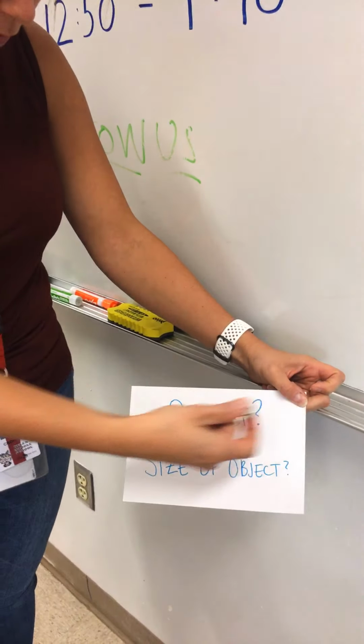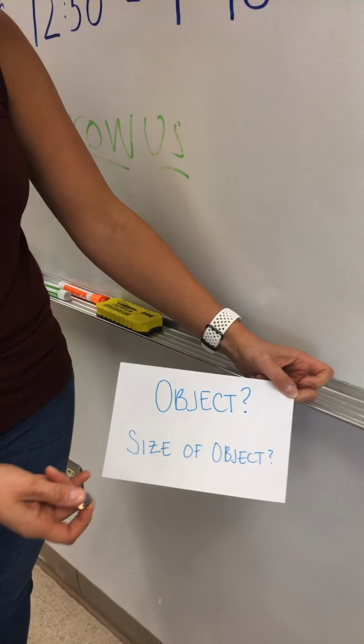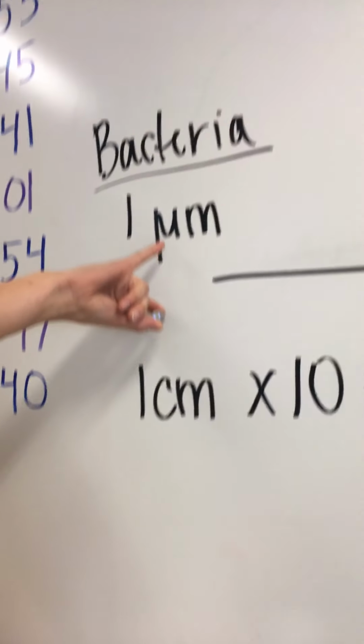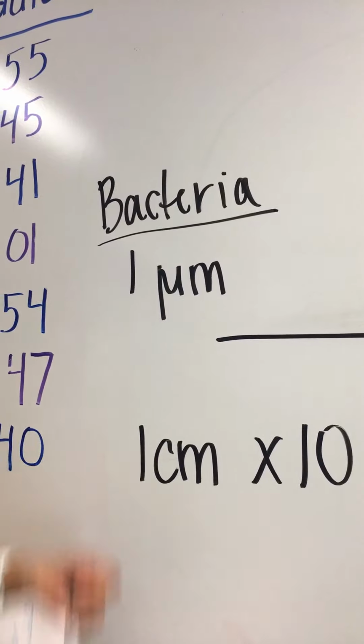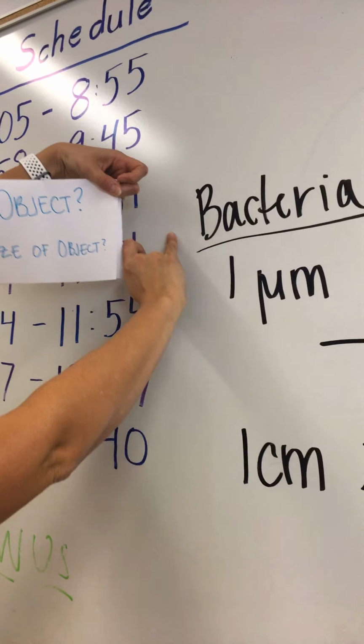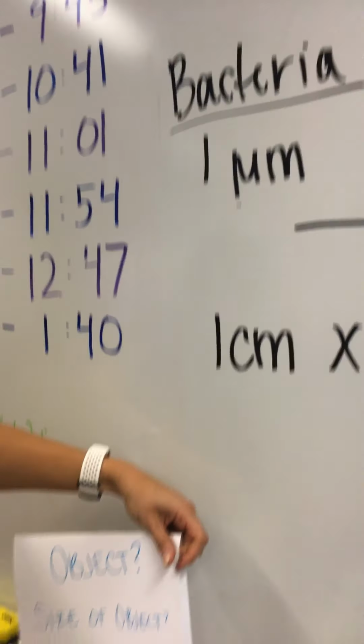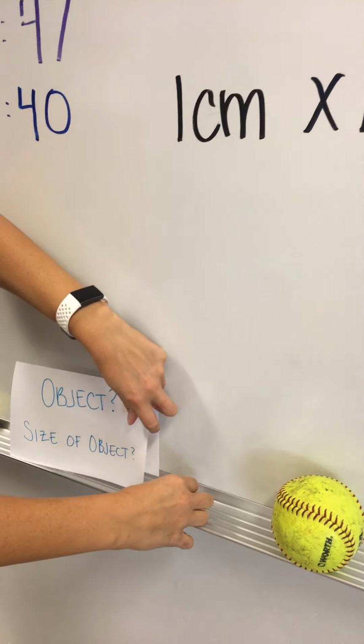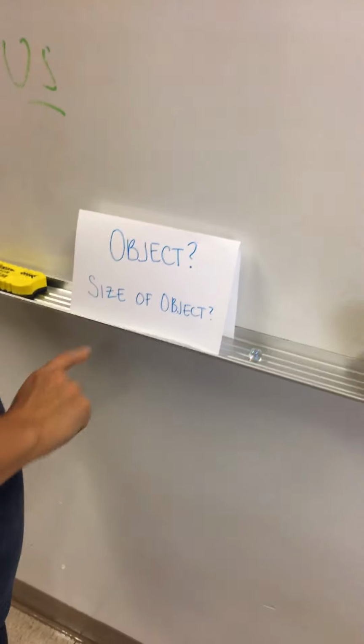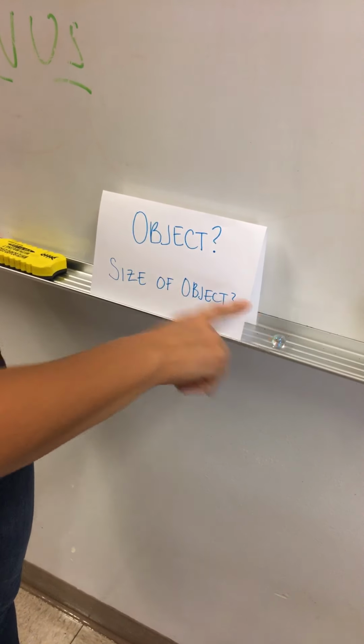So I'd write bacteria and then write the size of that object. In this case, it's 1 micrometer. So right there, 1 micrometer. So I'd say, all right, this is my bacteria, this is my size of it, this is how I would label my tent, and then I would put that right next to the marble so I can see, all right, this marble represents my bacteria, and it represents 1 micrometer in size.